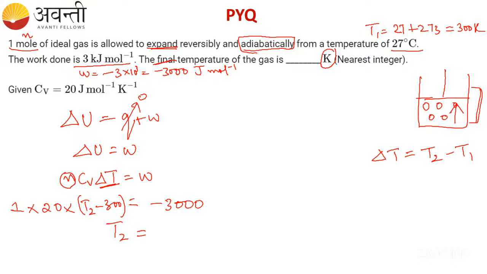What is the value of T2? Do the multiplication and division. Very good, Roshan. So the T2 value is coming out to be 150 Kelvin.